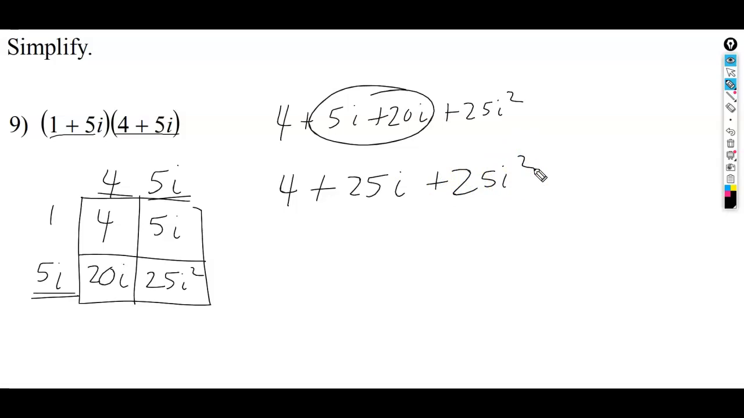Now at this point, we have something else to be aware of here. So i is what we have whenever there's a negative underneath of a square root. i is the square root of -1. i squared, well, if you square both sides of this expression up here, the root cancels and you're left with -1. So i squared equals -1. So I'm going to replace this i squared here with a -1.